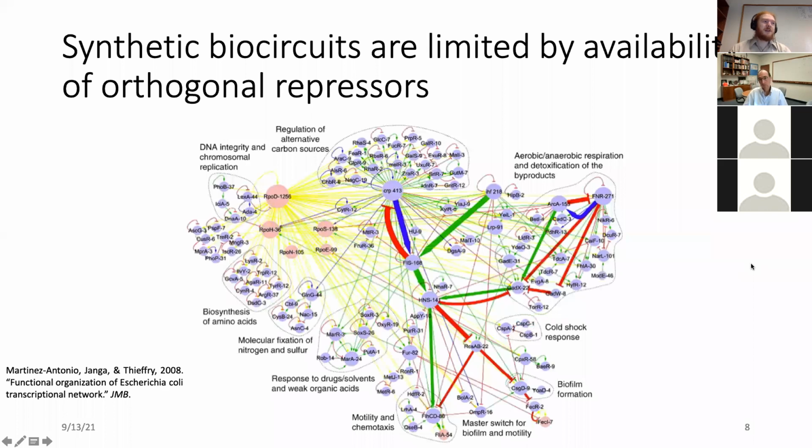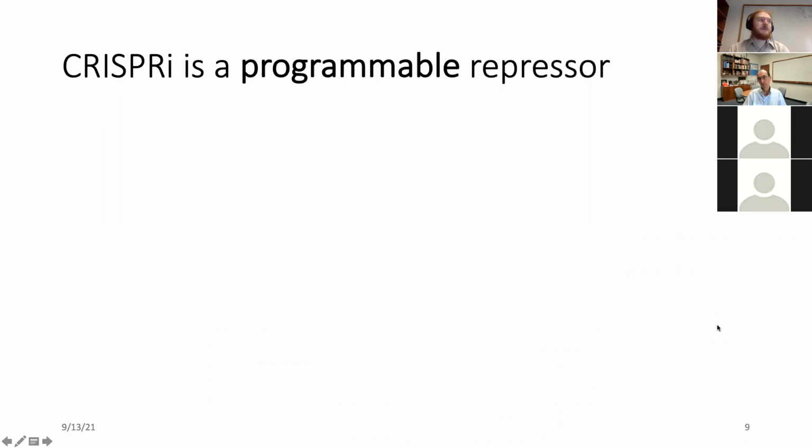And if we want to make something complex like a cell, we're going to need a lot more repressors than 12. This is the core transcriptional network of E. coli. It's small enough that you can write it down, but it is a lot more than 12 pieces. So we'd like to be able to make repressor-based synthetic networks that are larger than a dozen pieces. And this is the inspiration for bringing on a technology called CRISPRi.